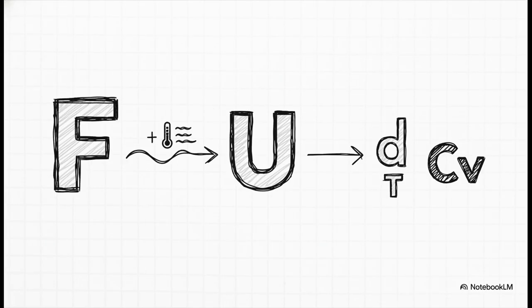The internal energy, U, is just F plus T times S. And once you have U, the heat capacity at constant volume, CV, is just its derivative with respect to temperature. See? It's a chain reaction.